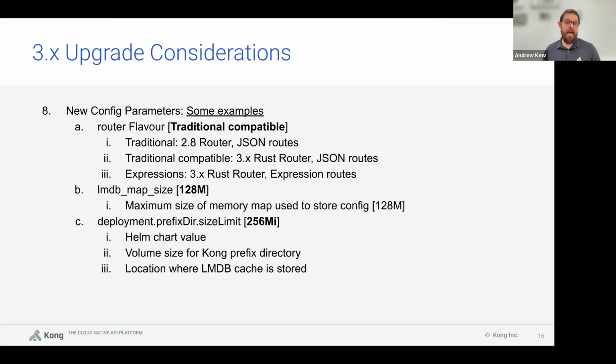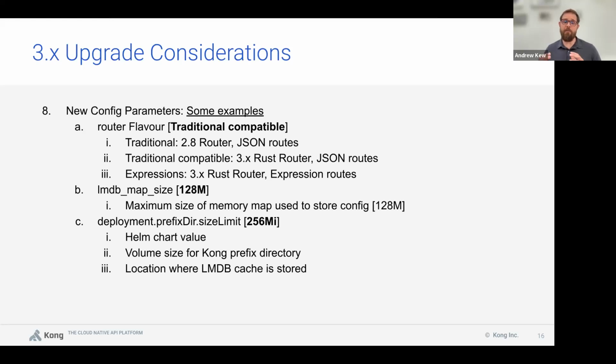The next field is the LMDB map size. So this effectively is the size of the memory map that stores the configuration on the database. It is defaulted to 128 megs. If you have a very large configuration, so you have a lot of routes, services and plugins, this is going to be a field that you're going to need to tweak. So it's definitely one that you'll need to look at if you've got a lot of configuration.